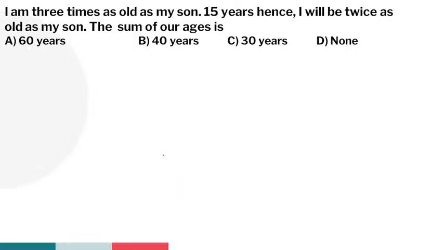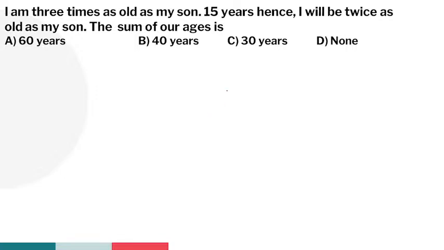I am 3 times as old as my son. 15 years hence, I will be twice as old as my son. The sum of our ages is. Okay, right. What is the answer, guys? Anyone? Which option is the right answer?